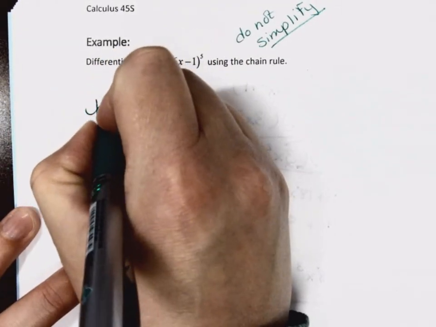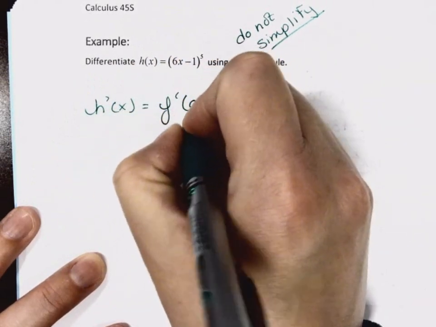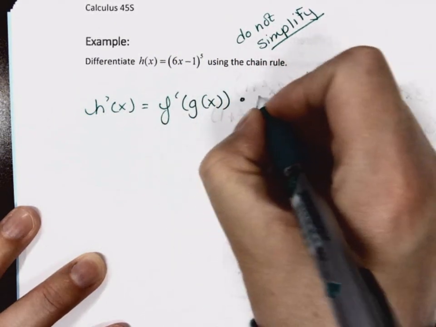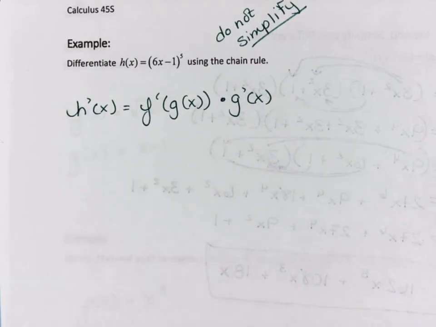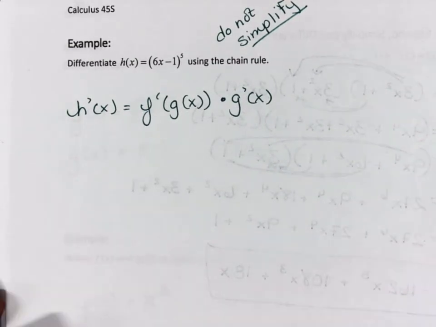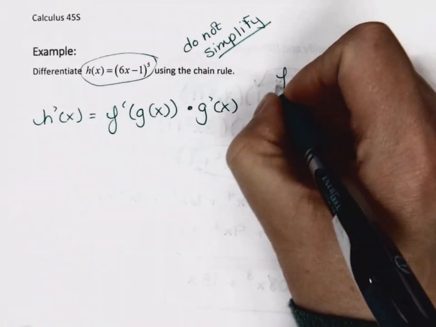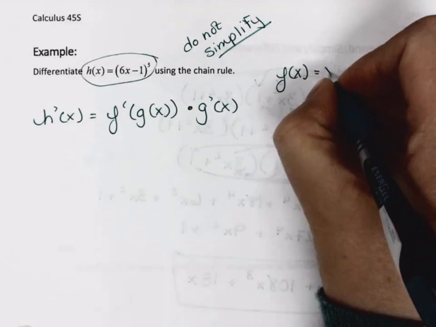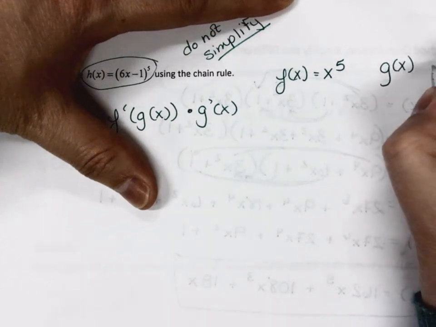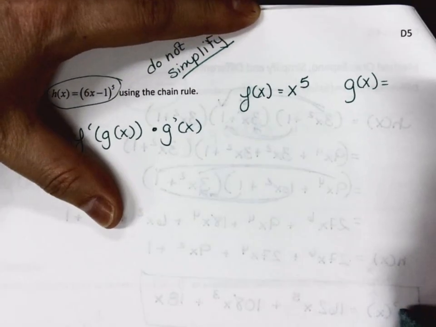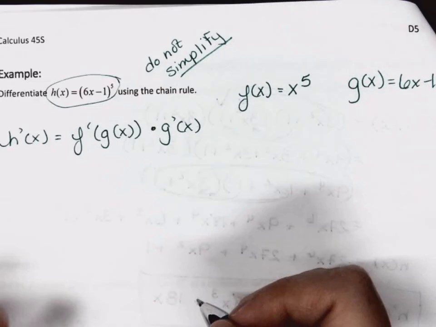So remembering that the chain rule is f prime of g of x times g prime of x. Okay, so that is the chain rule. The more you write it down, the more likely it's to be remembered in your brain. But if I were to pull the composite function apart, my f of x is x to the 5, okay, and what's g of x? 6x minus 1. It's the inside function.